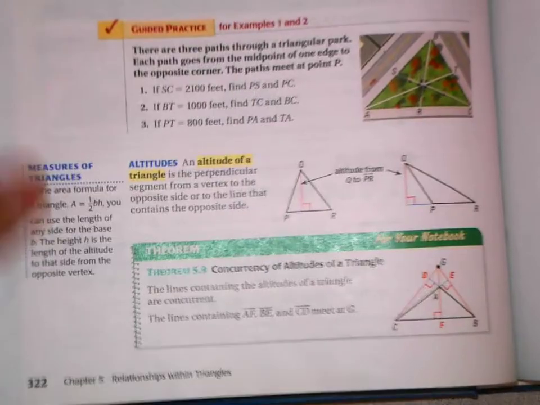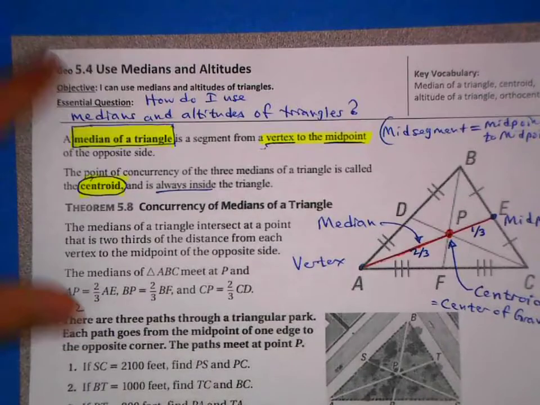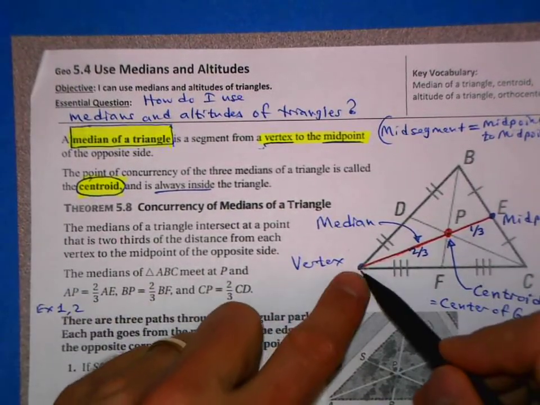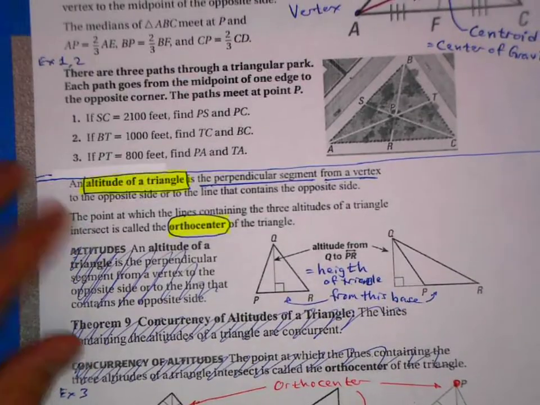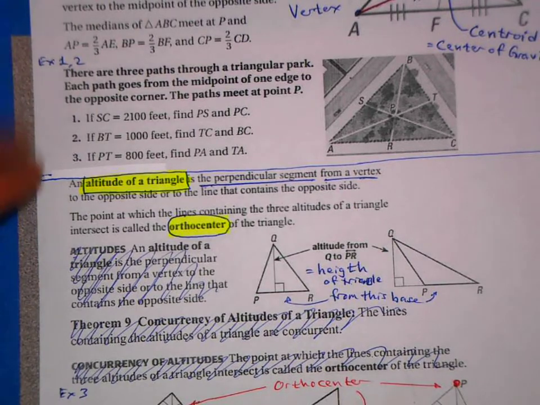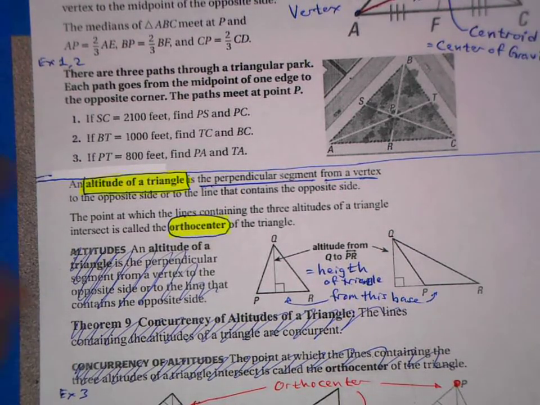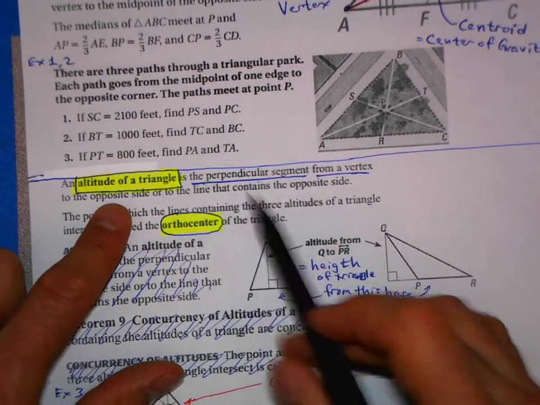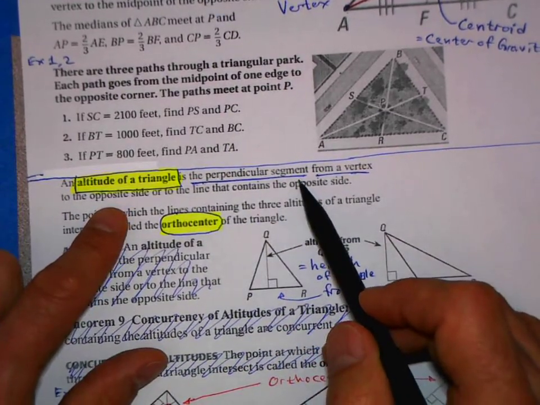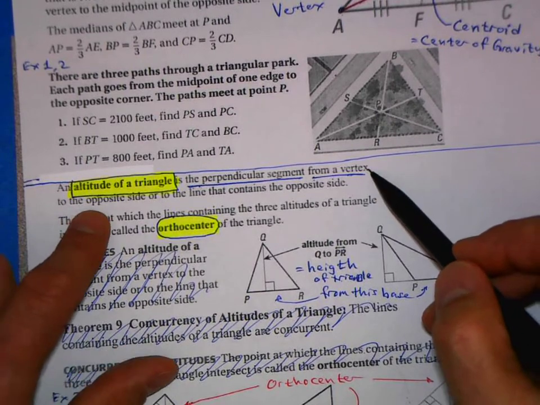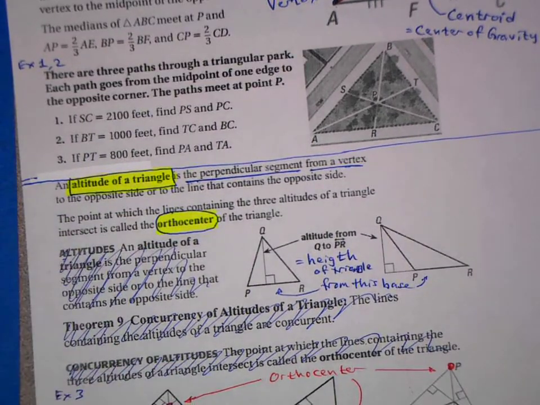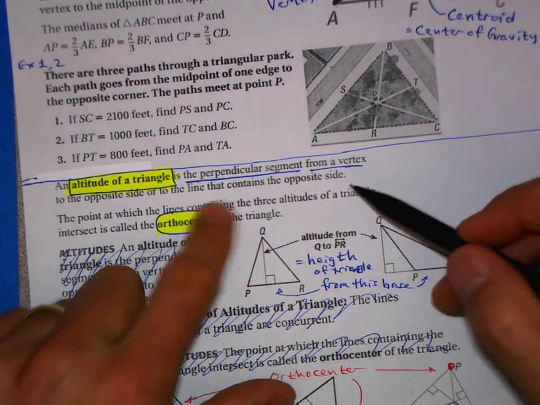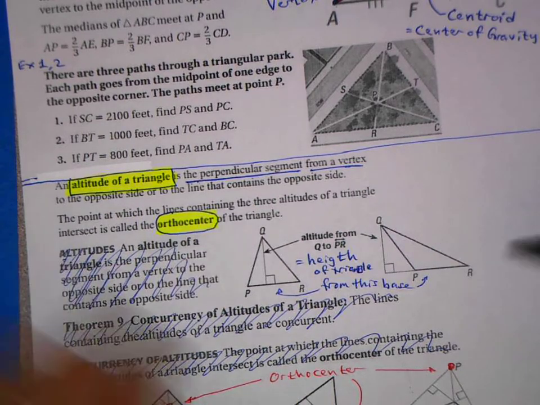Let's move on to altitudes now. So we've talked about medians. Remember, that goes from vertex to midpoint. Now let's look at the altitude. This is a different internal segment. Altitude of a triangle is the perpendicular segment from a vertex to the opposite side or to a line that contains the opposite side.